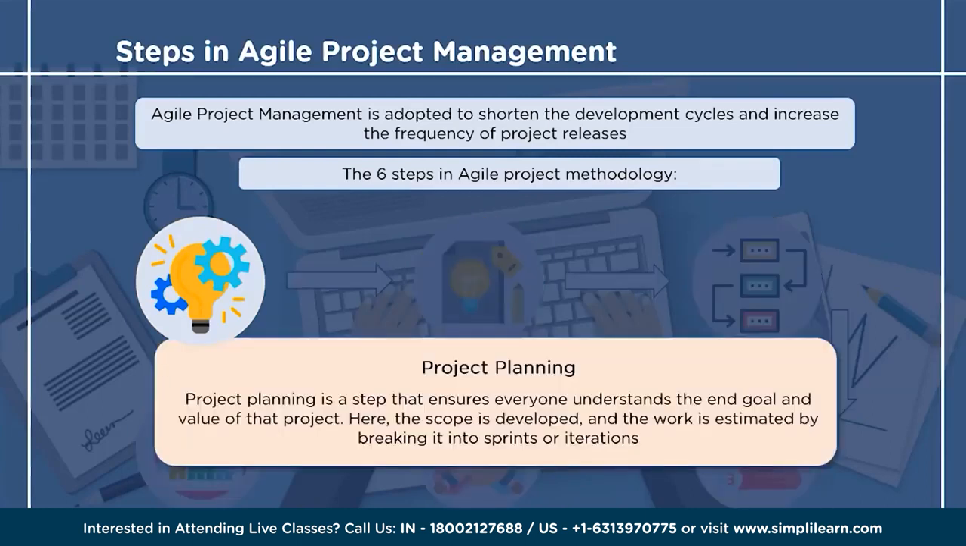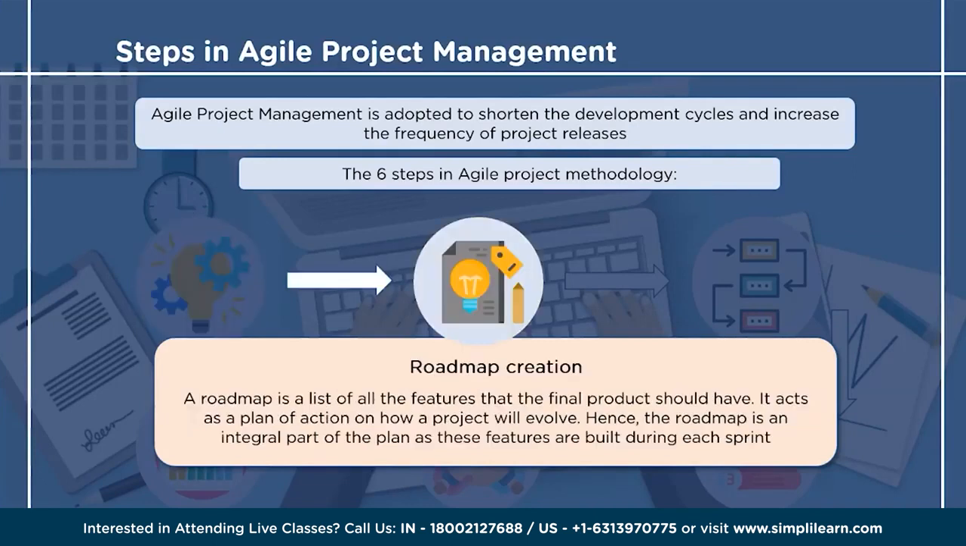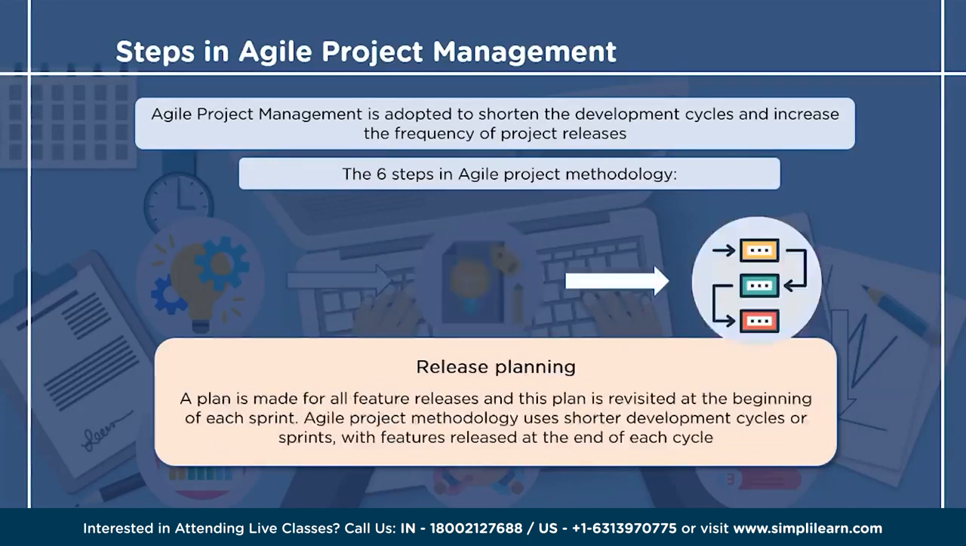The first step in the process is project planning. Project planning includes feasibility study, development of scope, breaking the project into executable tasks or sprints, and then estimating the amount of time needed to complete those sprints. The second step is roadmap creation. A roadmap is a plan of action that shows how a project shall evolve over time. A list of all the features that the final product should have is created, and the steps to achieve those features are taken. The next important step is release planning.